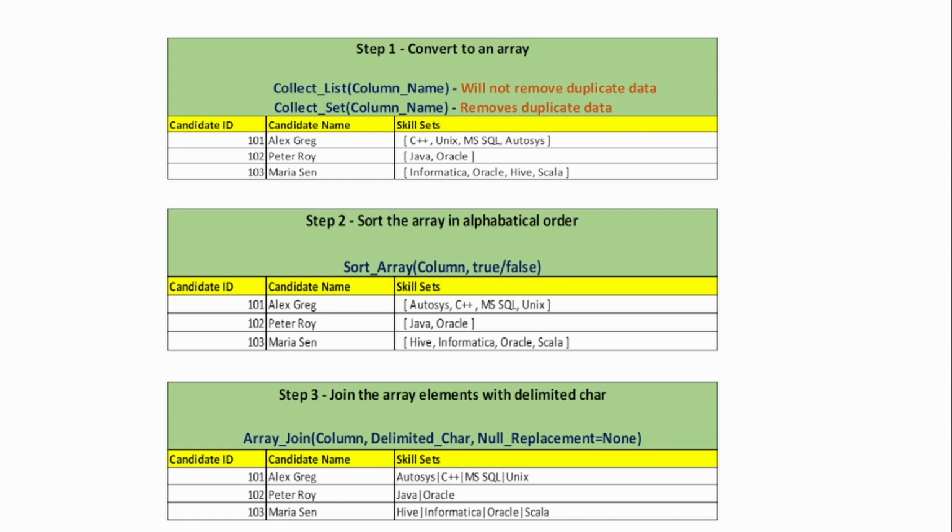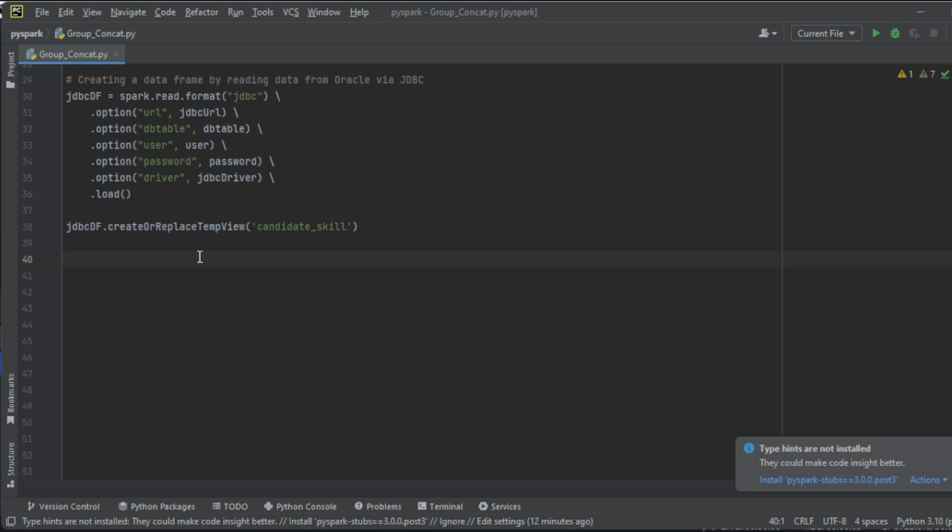Now let's go to the Spark window and see the behavior of each step in detail. I have already made the data available on this temporary view candidate skill. Let's query it. I am assigning the result to a data frame. I'll be using show and print schema functions to display both the result as well as the schema.